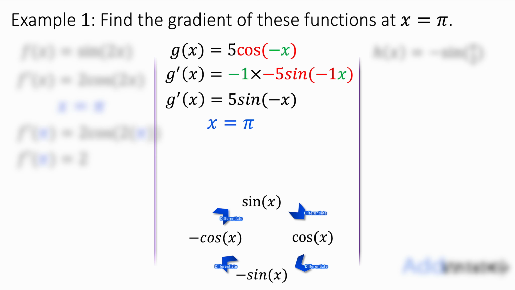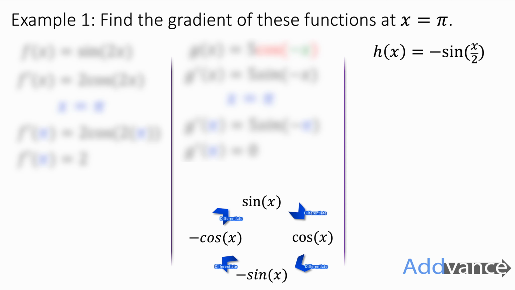So there's a lot of minus signs there, and we have to be very careful when differentiating. Now, x is equal to pi, and we're going to substitute that in. g dash of pi. We get 5 sine of minus pi, which on your calculator is 0. The answer, g dash of pi, is 0.